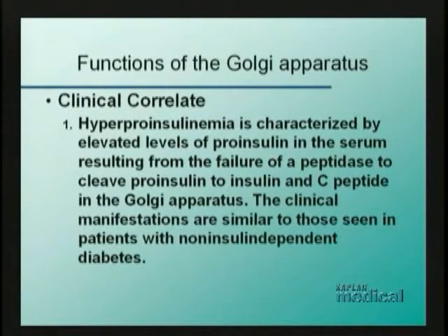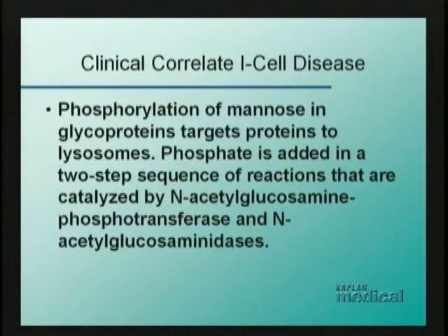In hyperproinsulinemia, there's basically an enzyme defect where there is a missing peptidase enzyme that fails to cleave proinsulin into its insulin and C-peptide subunits in the Golgi apparatus. What in essence happens is there then will be elevated levels of proinsulin in the bloodstream, and patients develop signs and symptoms similar to those with non-insulin dependent diabetes.